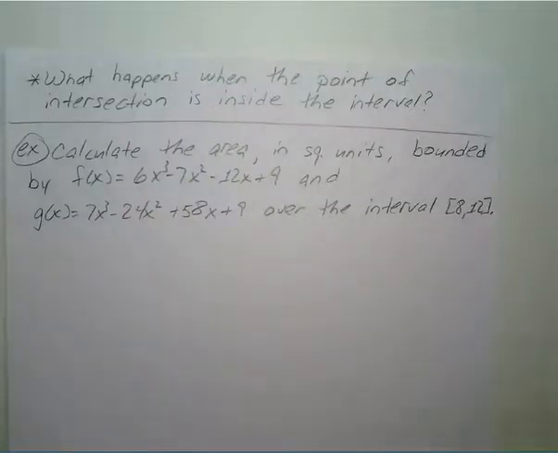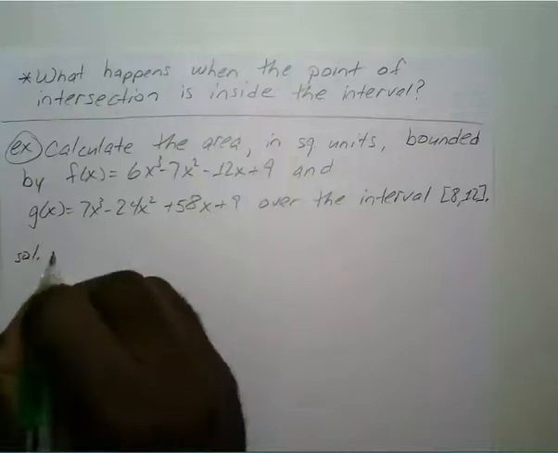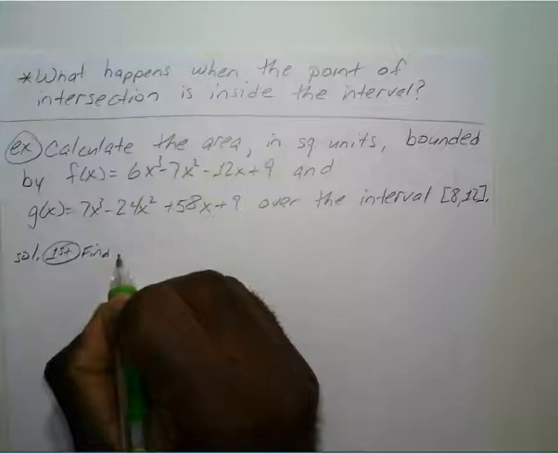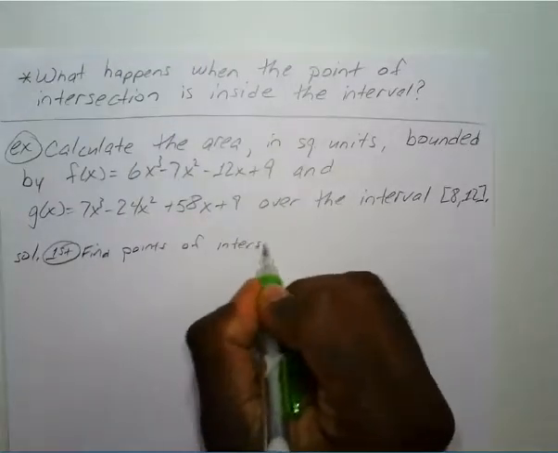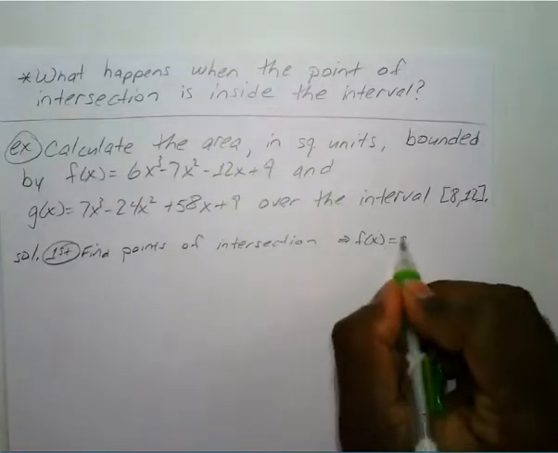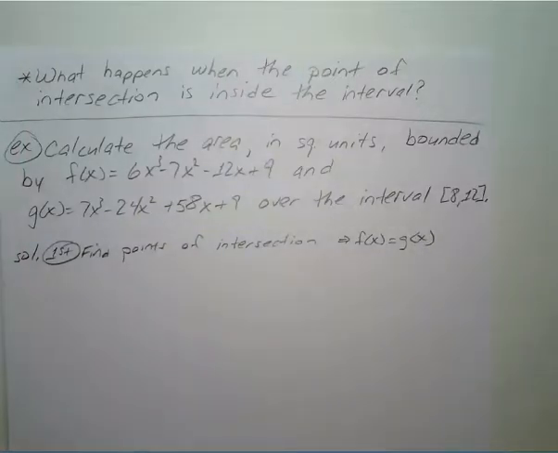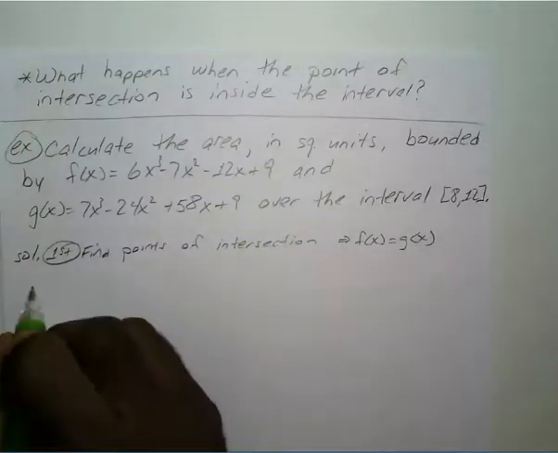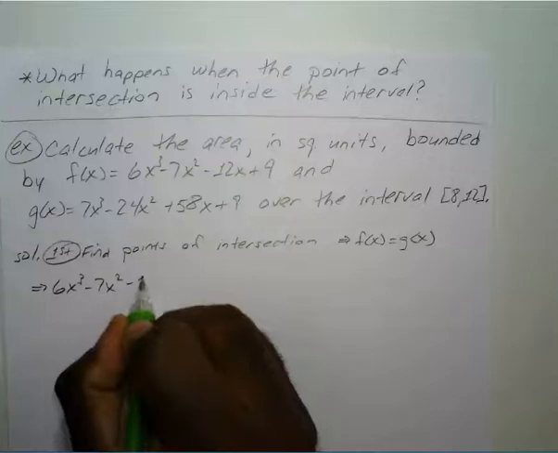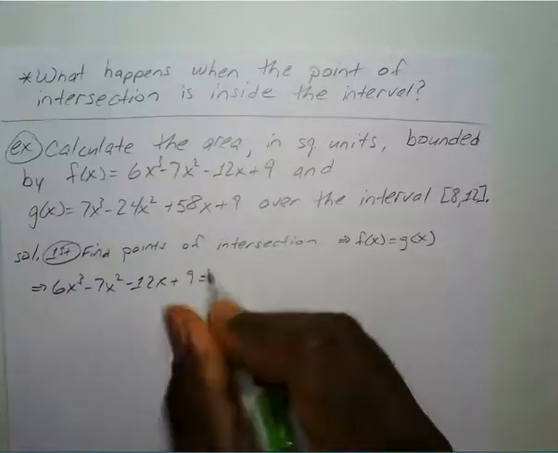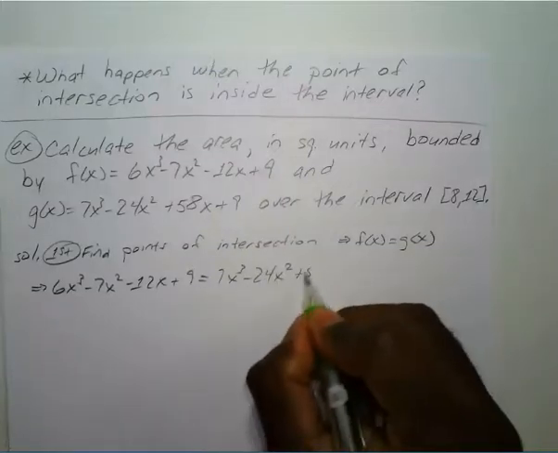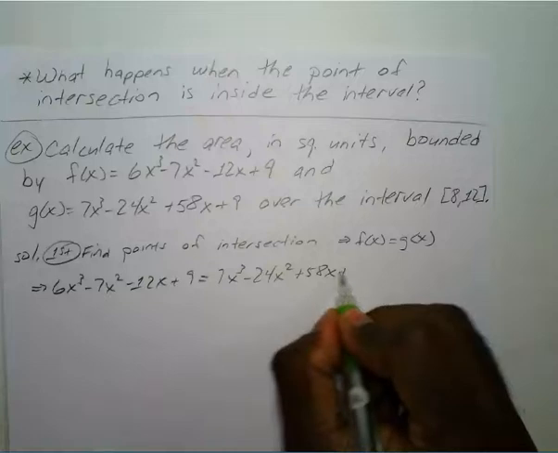All right, so just like before, first thing you want to do, find your points of intersection. Okay, and you do that with f of x equals g of x, and we solve for x. All right, so we have 6x to the third minus 7x squared minus 12x plus 9 equals 7x to the third minus 24x squared plus 58x plus 9.